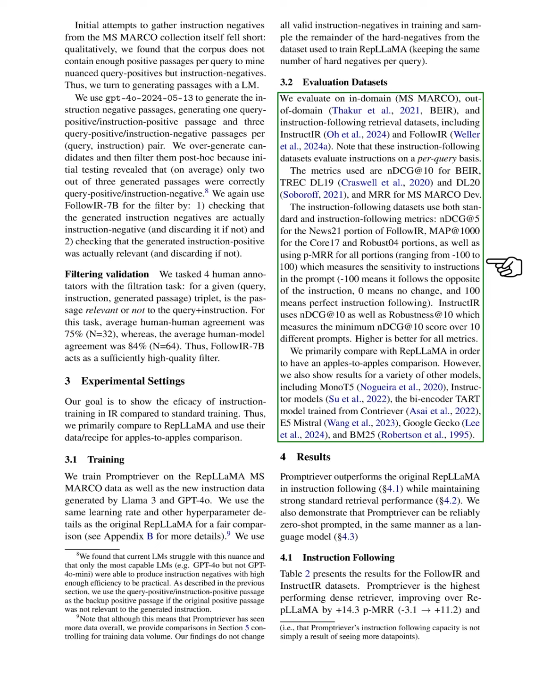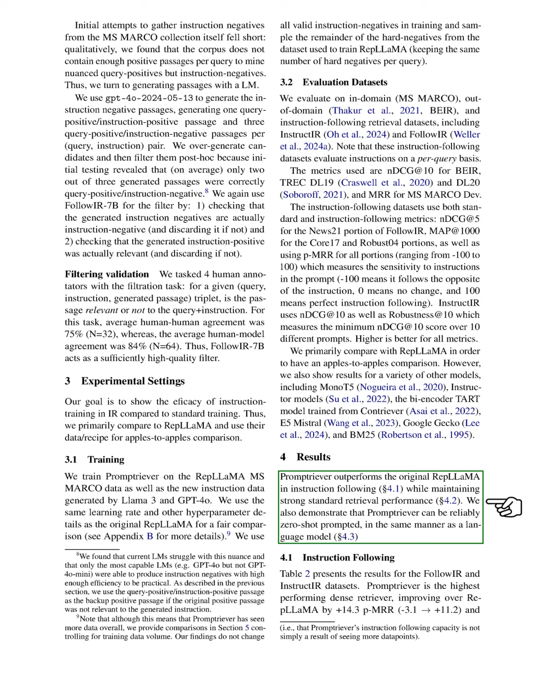Section: Results. In this section, we present our results. We find that Promptriever outperforms the original RepLLaMA in following instructions while still showing strong performance in standard retrieval tasks. For instruction following, we see from the table that Promptriever is the top-performing dense retriever, improving over RepLLaMA by 14.3 percentage points in p-MRR and 3.1 in nDCG and MAP.